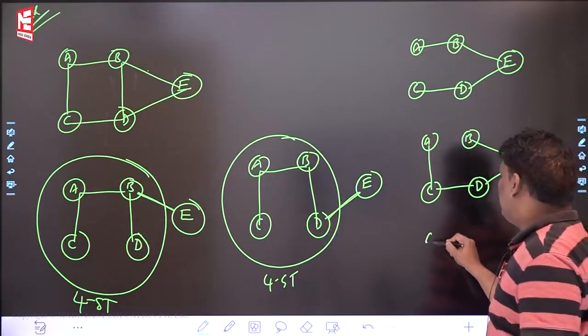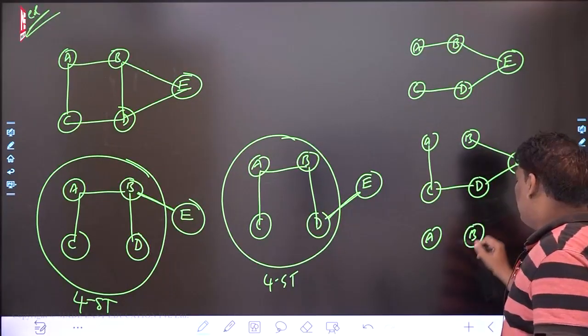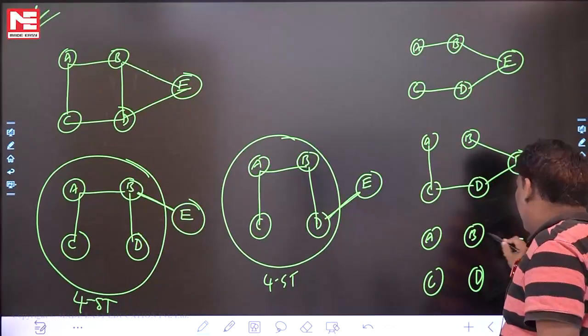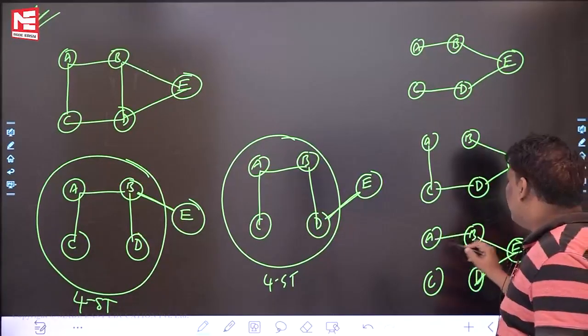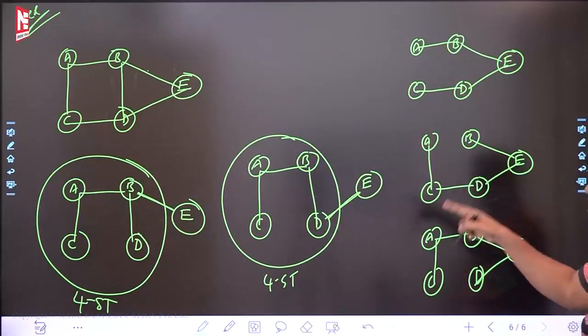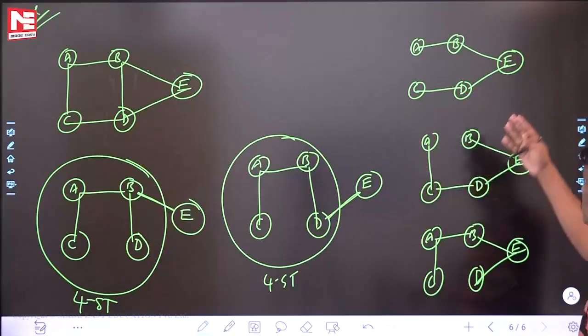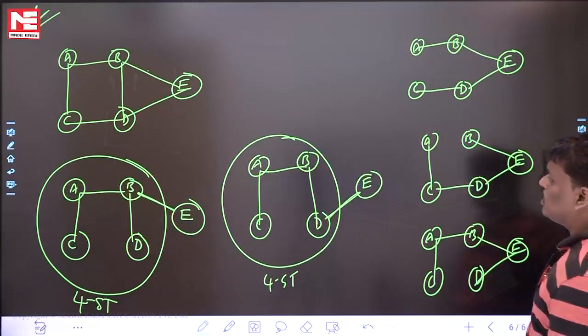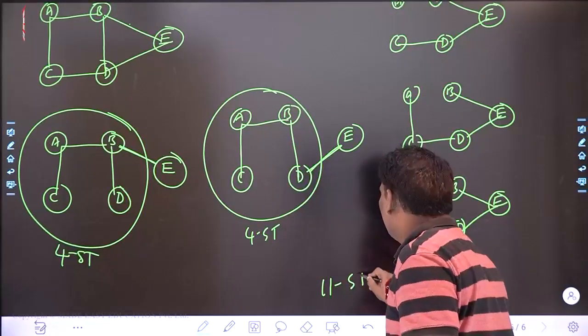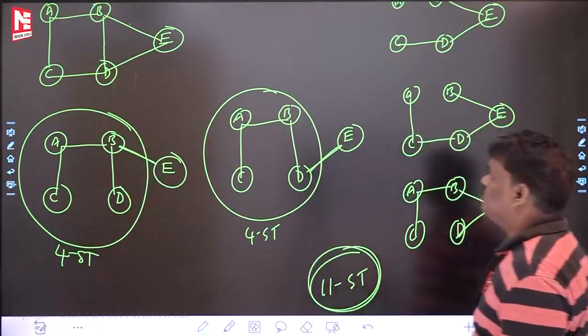Next one, A, B, C, D. You can cover one or two missing things like this manually, right? You cannot write everything manually. Please be careful. I think 8 I have written directly, and I think 3 are missing. Total, how many? 8 plus 3, so 11 spanning trees. Please be careful.